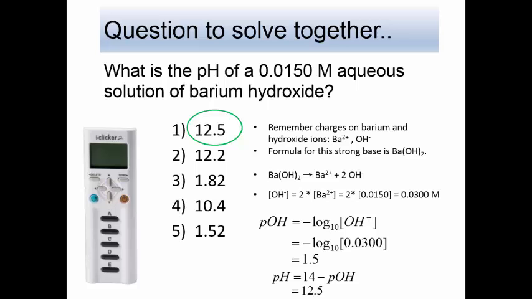So those are a couple of questions that we just worked through, calculations for strong acids and strong bases. Things will get much more interesting in the next video segment when we talk about weak acids and weak bases.